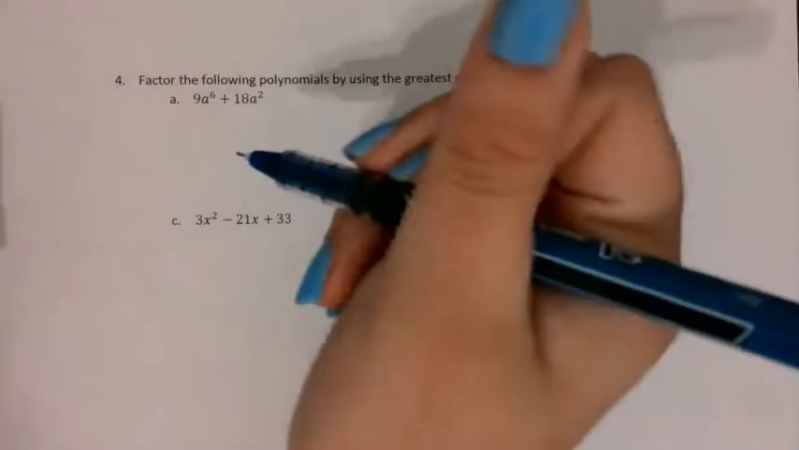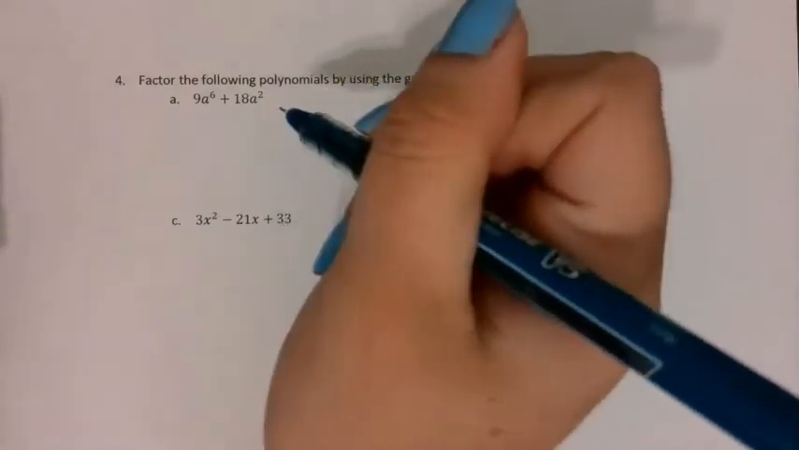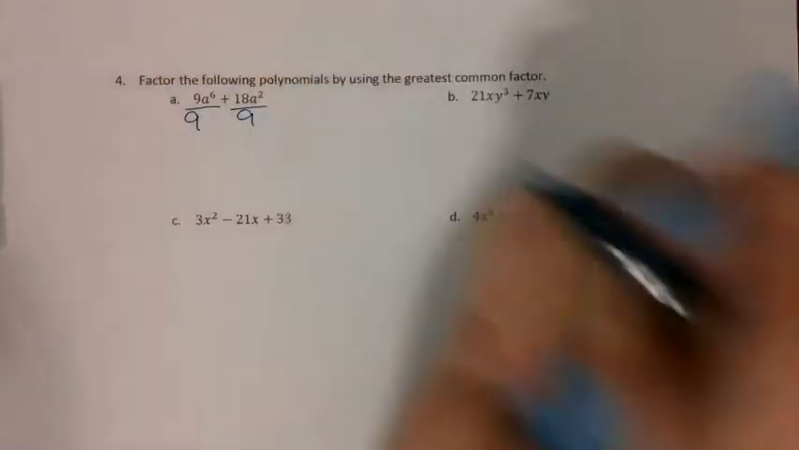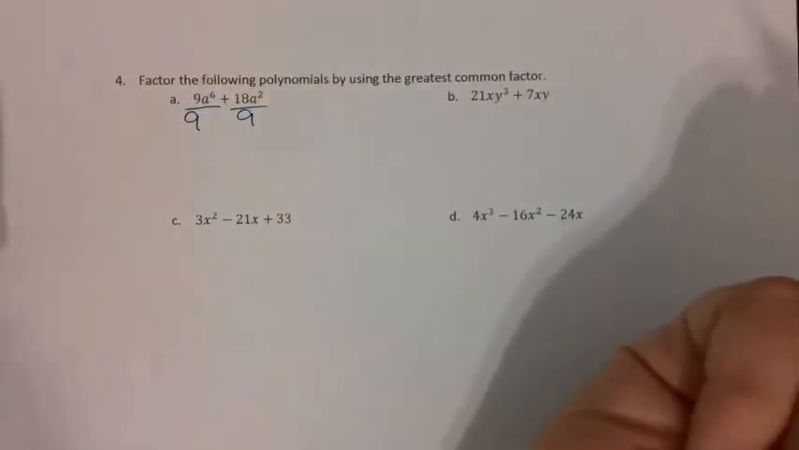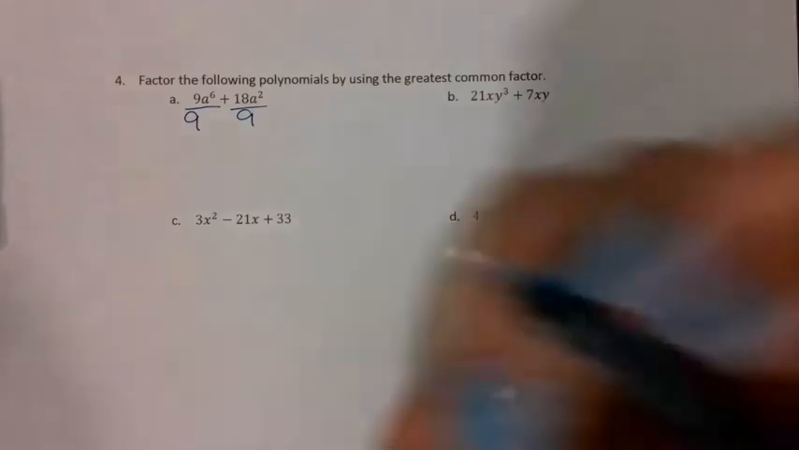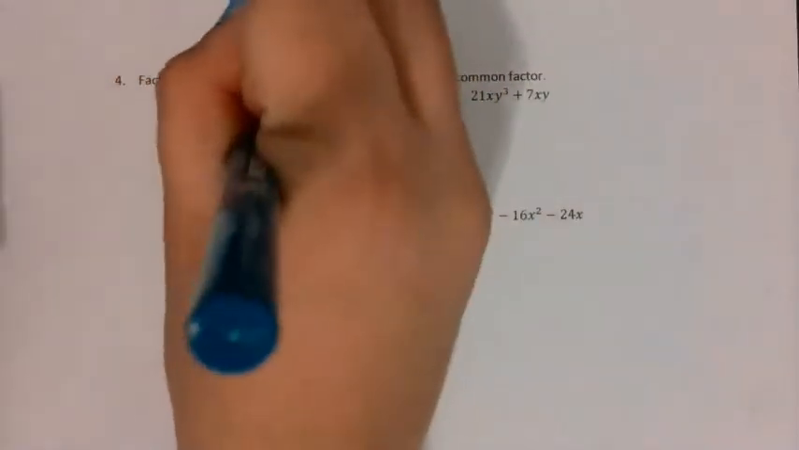So if I take a look, I'm going to first look at my numbers. I have 9 and 18. Both of those can be divided by 9. So I'm going to write a 9 underneath. And then if I look at my variables, the smallest exponent I have is 2. So I have a squared.